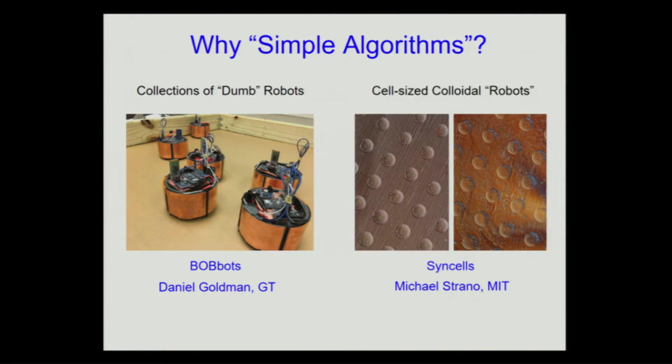And these are syn cells. So Michael Strano is a chemical engineer at MIT. These robots are the size of a red blood cell. And we need simple algorithms because we want red blood cells to compute, which is, really like energy is a big constraint. And I will show you this at the end of the talk.